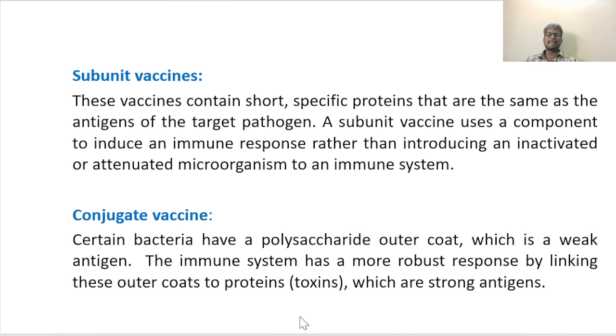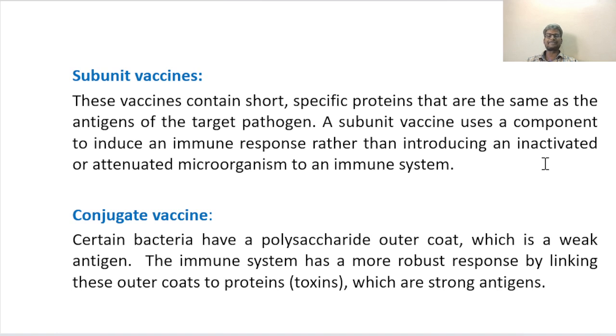Subunit vaccine. As the name implies, we collect different subunits from different parts, which can be connected in such a way as to retain the property to induce or provoke immunity in the target organism, where these vaccines contain short specific proteins that are the same as the antigen of the target pathogen. A subunit vaccine uses a component to induce an immune response rather than introducing a whole inactivated or attenuated microorganism into an immune system.